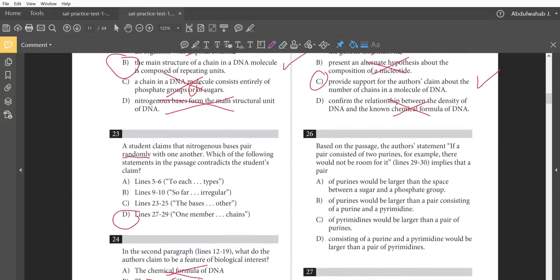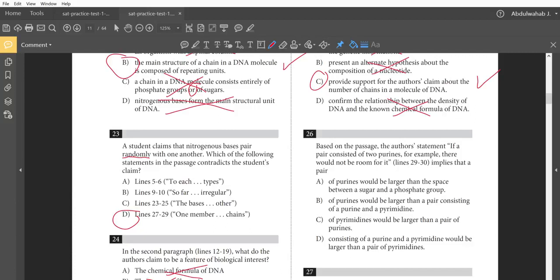Now, based on the passage, the author's statement, if a pair consisted of 2 purines, for example, there would be no room for it, no room for the pair, implies that a pair of purines would be larger than the space between a sugar and a phosphate group, or a pair of purines would be larger than a pair consisting of a purine and a pyrimidine, or a pair of pyrimidines would be larger than a pair of purines, or a pair consisting of a purine and a pyrimidine would be larger than a pair of pyrimidines.